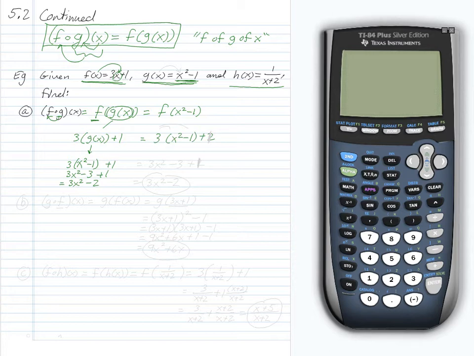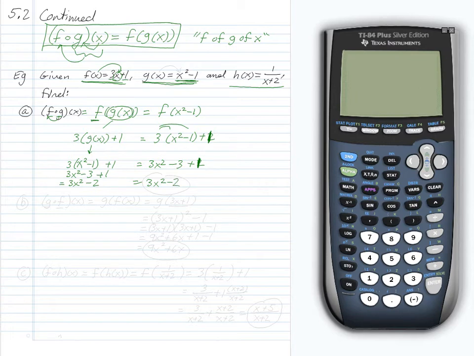And we can simplify in the same way. Distribute the 3. We get 3x squared minus 3 plus 1, and we end up in the same place. Sorry, that should be a 1. f is 3 times the input plus 1. So we end up in the same place: 3x squared minus 2.